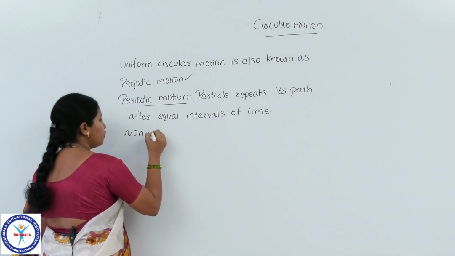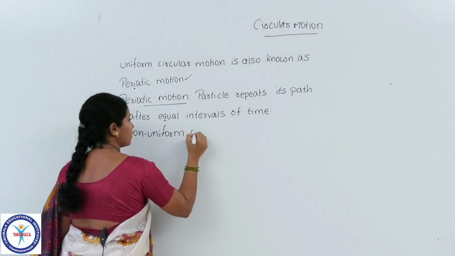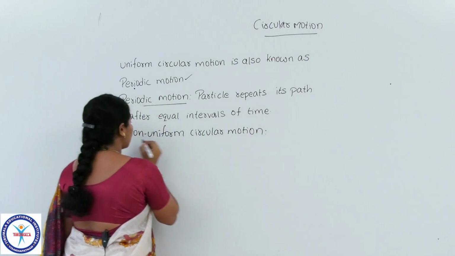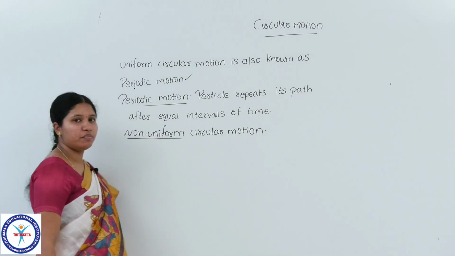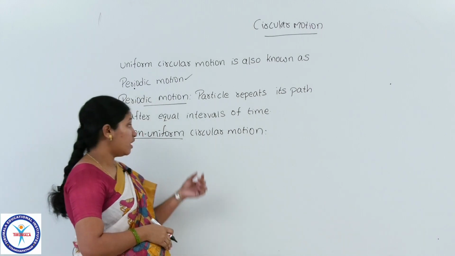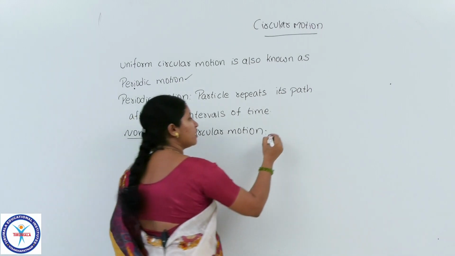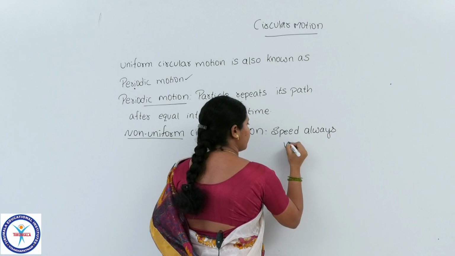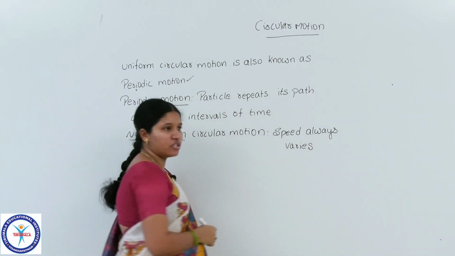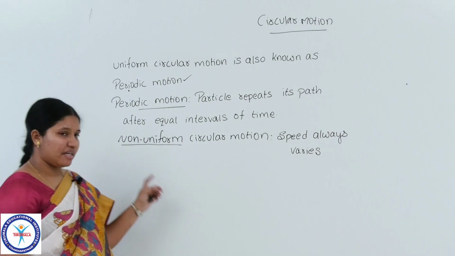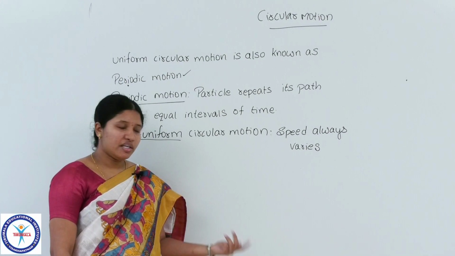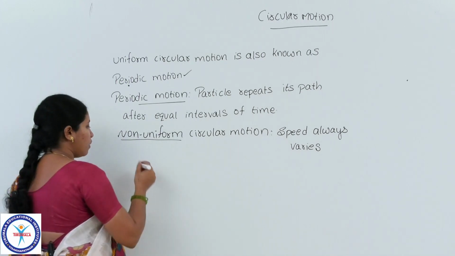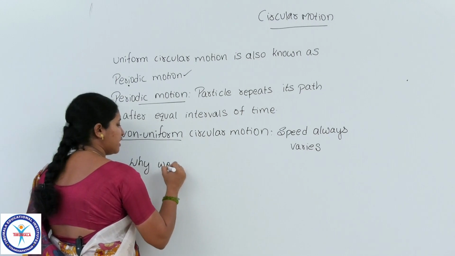Now coming to non-uniform circular motion. The name itself tells that in uniform circular motion speed is constant, but in non-uniform circular motion the speed always varies. Means the speed is not constant in this motion. So when a particle follows a circular path with varying speed, that motion is known as non-uniform circular motion. Now, why do we need to study circular motion?